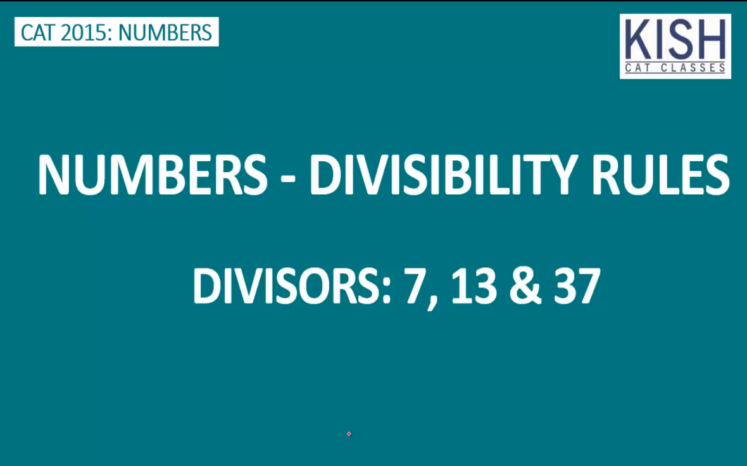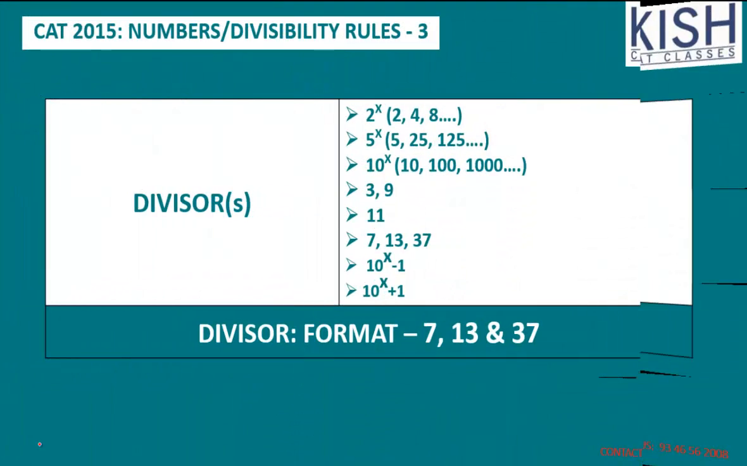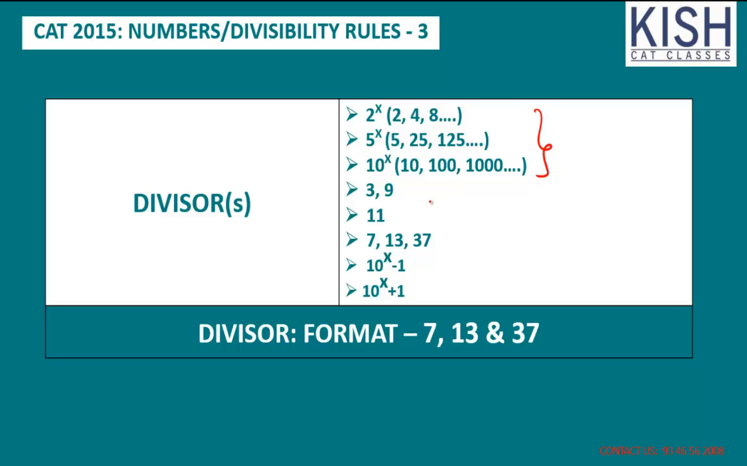The previous two sessions have discussed divisors of the form 2 power x, 5 power x and 10 power x. That was video 1 and then video 2, divisors which are 3, 9, 11. In the current session I'm going to discuss how to find the remainders when the divisor is 7, 13, 37, and the approach as well.